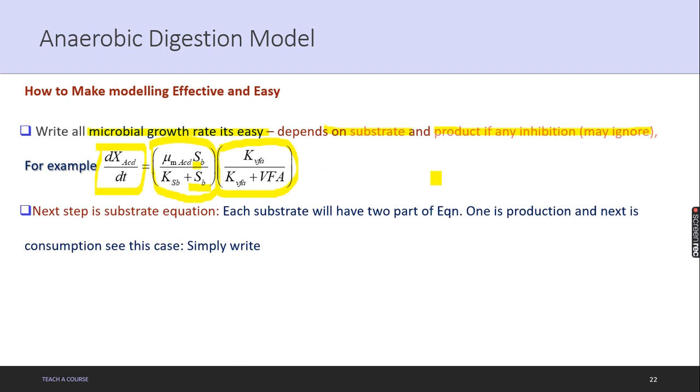Now we will do it for all the other biomass also. The next step is to do the substrate equations. It is a little complex, but if you understand the objective, it will be very easy. Each substrate equation, except for the first substrate and the last product, all the intermediates, will have two components in its equation. One will be its production and another one will be for consumption. So any intermediate is produced from an earlier equation and is consumed in the next equation. So we can write it in a simpler way.